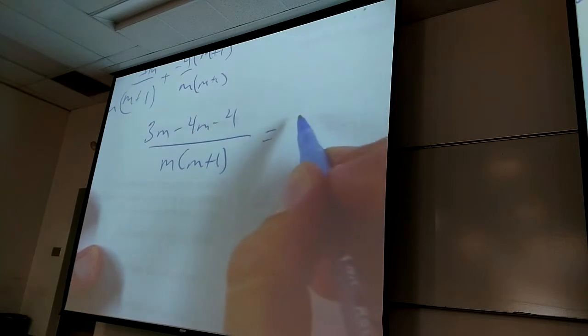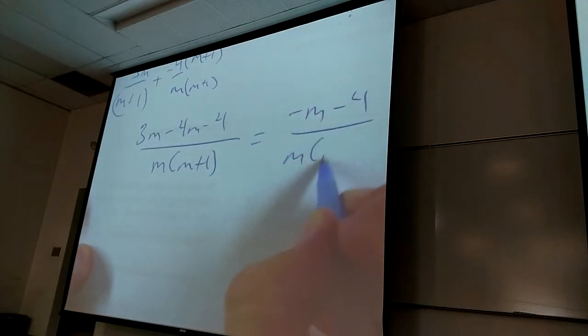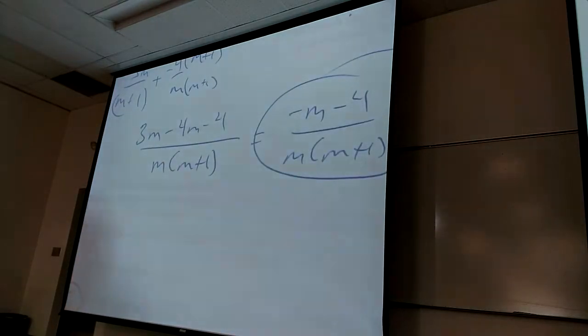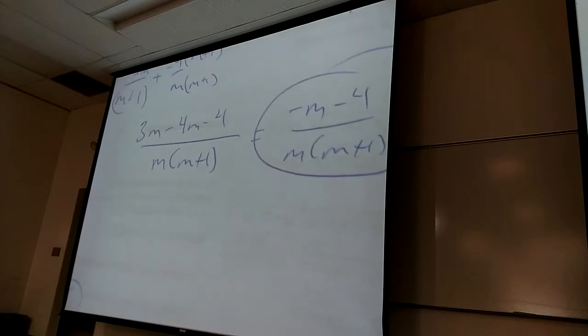So what do you get? You end up with what? Negative m minus 4 over m. Bam! Solving is coming up very soon. This is simplifying, yeah.